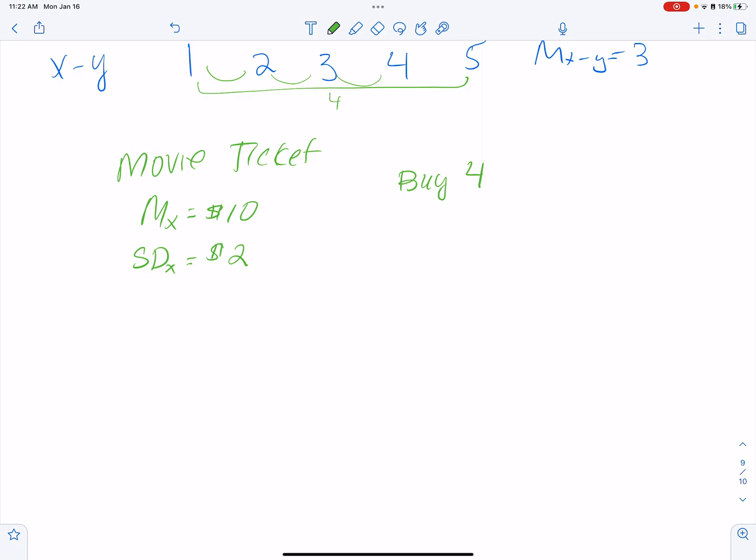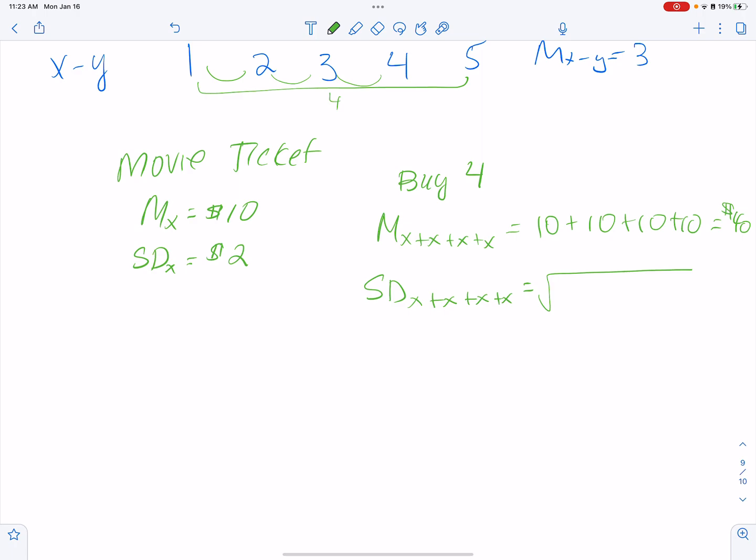So if you bought 4 separate tickets, you did literally x plus x plus x plus x. You did 10 plus 10 plus 10 plus 10 to get an average of $40. For standard deviation, what did you do? x plus x plus x plus x. And remember, you cannot add standard deviations. You have to add the variances. So we're going to do 2 squared plus 2 squared plus 2 squared plus 2 squared. You obviously know that equals 4 times 2 squared. So that's going to be 4 times 4, and the standard deviation is going to be $4.